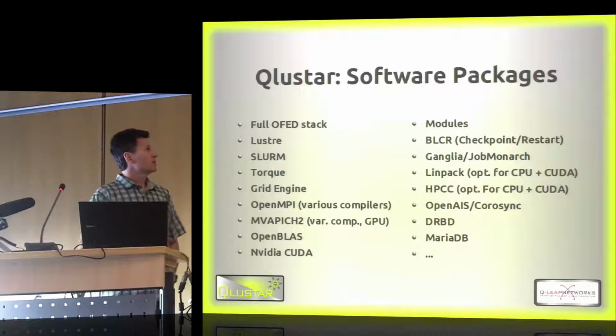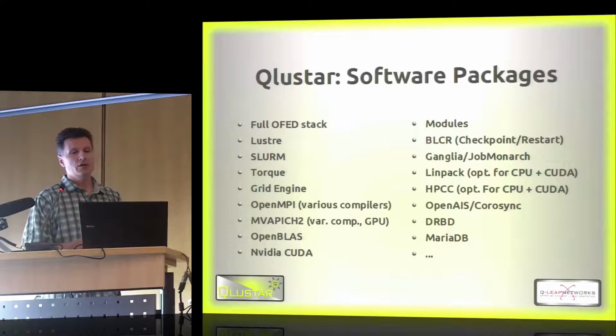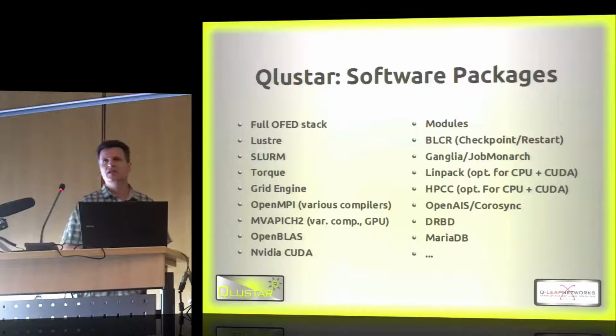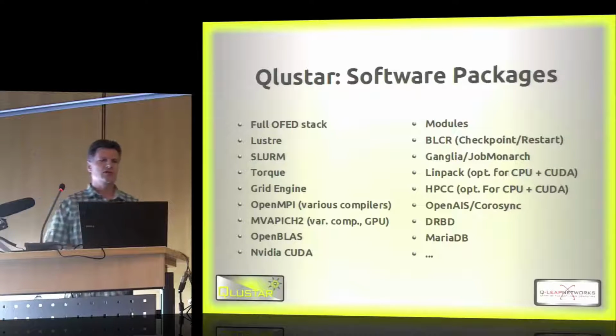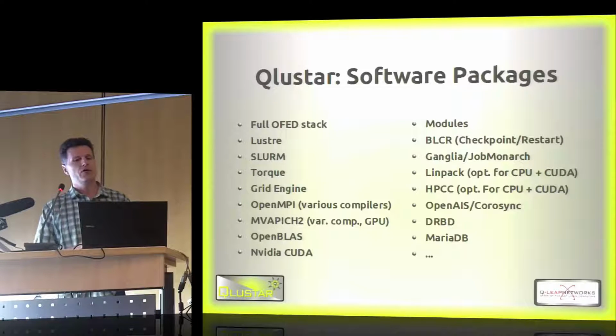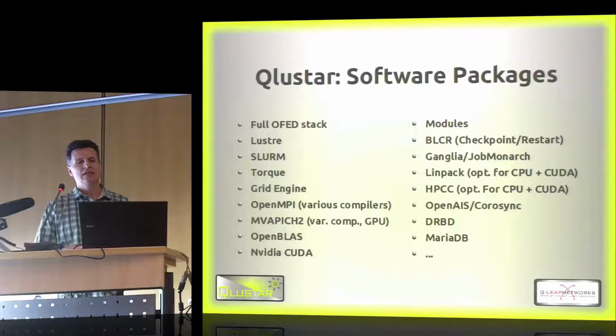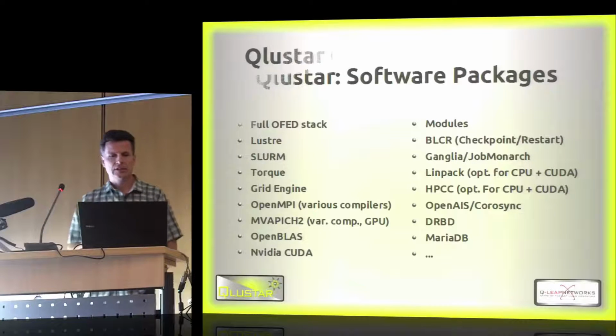So here I just have a non-full list of software packages that are part of Qlustar. I'm not going to go through all of them. It's going to take too much time. I mean, just the main ones I mentioned already: full office stack, Qlustar, different workload managers. Our preferred one is Slurm, but we also support Torque, Grid Engine, various OpenMPI versions compiled for various compilers. And MVAPICH2 with GPU support, the most recent one, etc., etc. So I'm not going to go into detail.